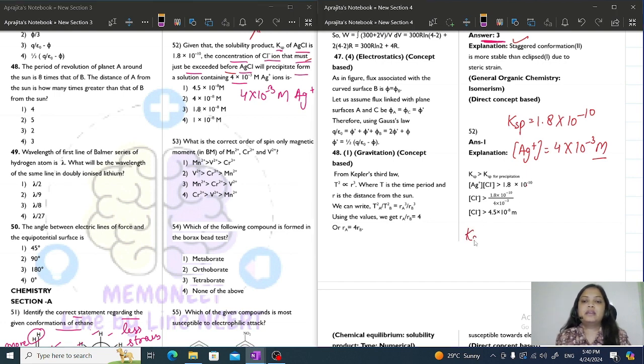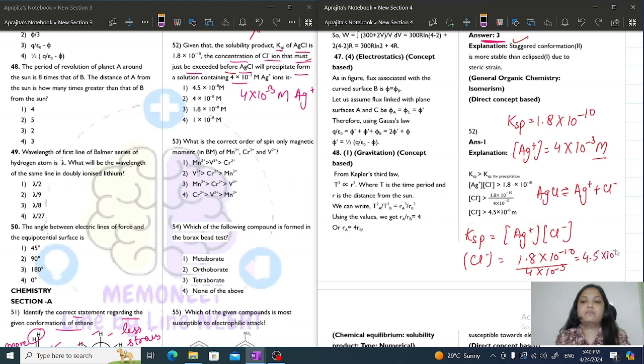So we know that KSP is equal to the concentration of silver ions times chloride ions, because here silver chloride will ionize into one silver ion and one chloride ion. So if we put the values here, the concentration of chloride ion is 1.8 into 10 to the power minus 10 upon 4 into 10 to the power minus 3. So it will come out to be 4.5 into 10 to the power minus 8 molar. So the concentration of chloride must exceed this value.